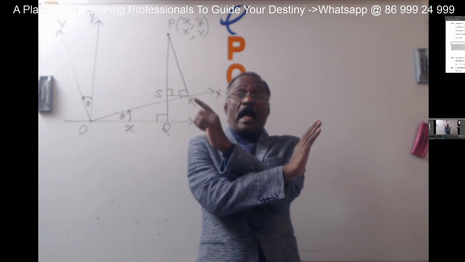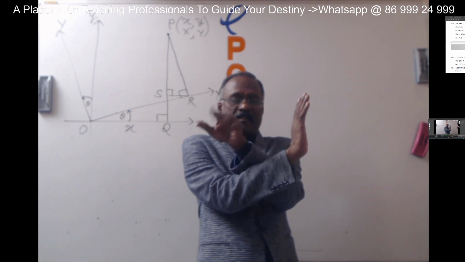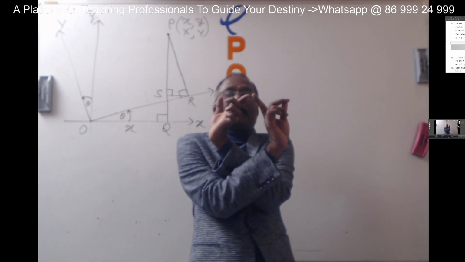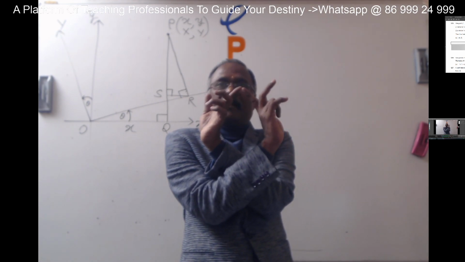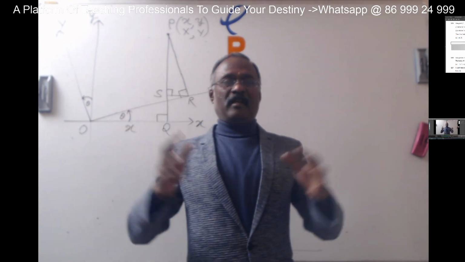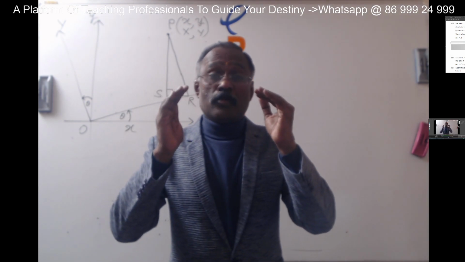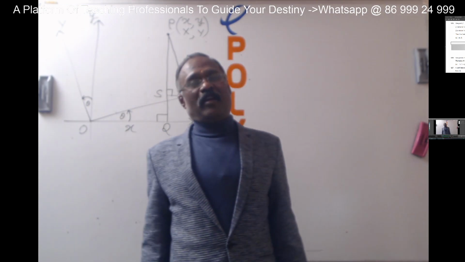The angle between two lines is equal to the angle between their perpendiculars. These are the two lines and this is the angle between them. If you draw perpendiculars to these two lines, the angle between these two perpendiculars is equal to the angle between the lines. So what you have to understand is: angle between two lines is equal to angle between their perpendiculars.